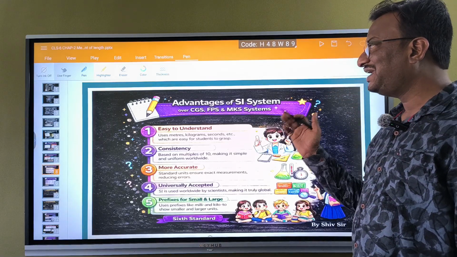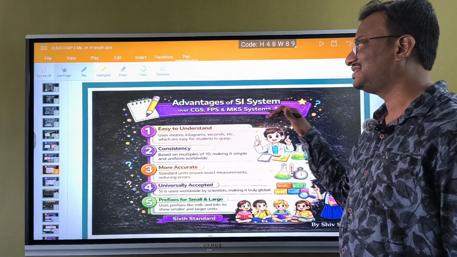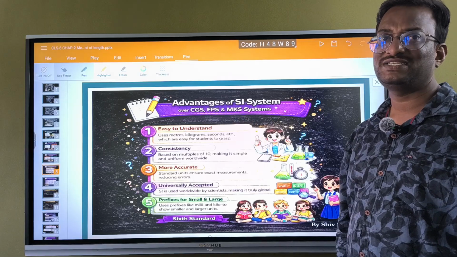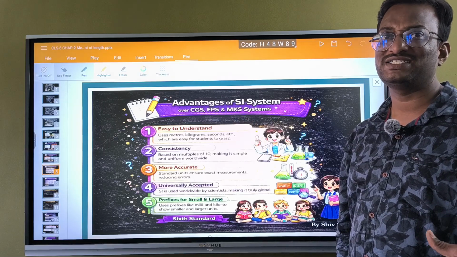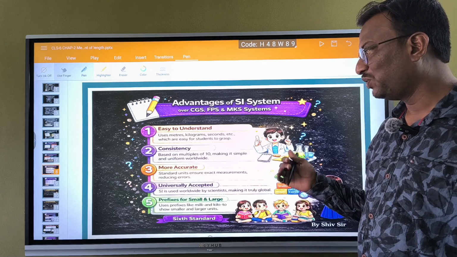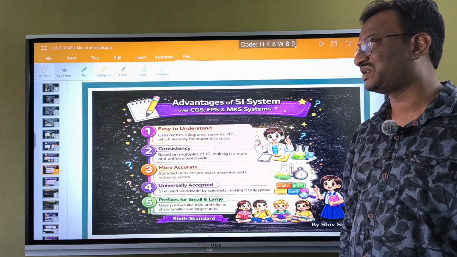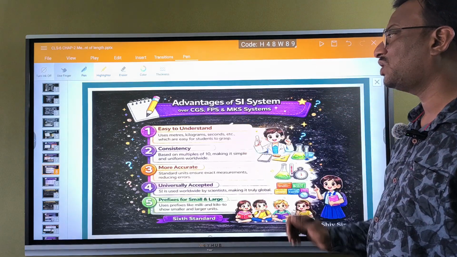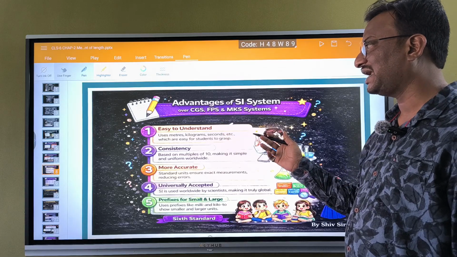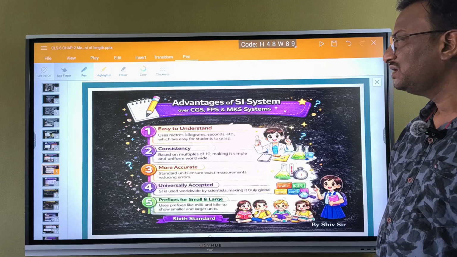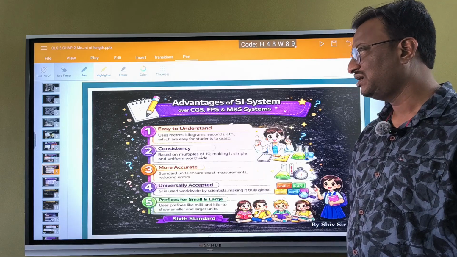Next thing, advantages of SI system over other systems. We are having other three systems. With that, the SI system is the most prominent one and it is more accurate and it is universally accepted one. See now, easy to understand. What is the first thing? Easy to understand. Uses meters, kilometers and seconds, etc., which are easy for the student to grasp. So SI system is very easy to understand.